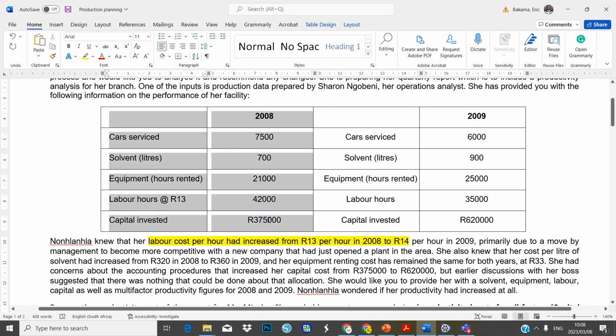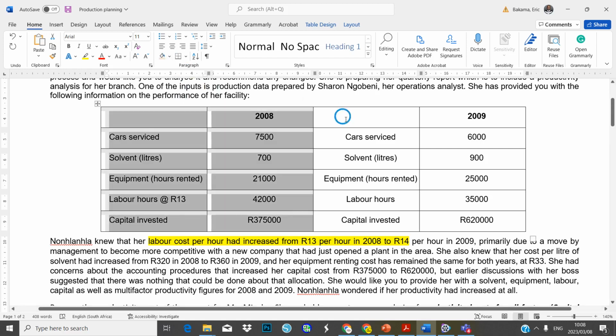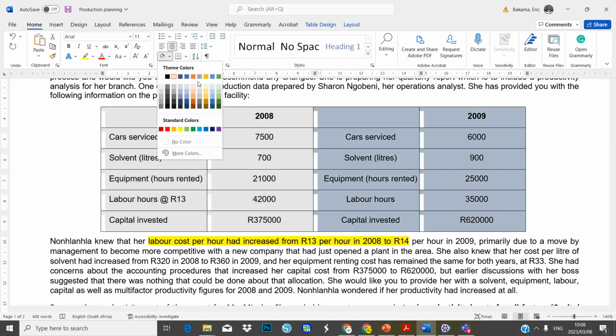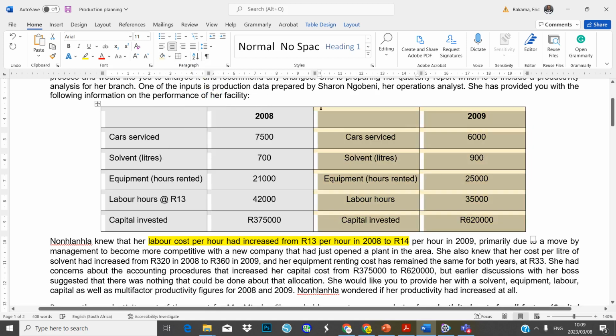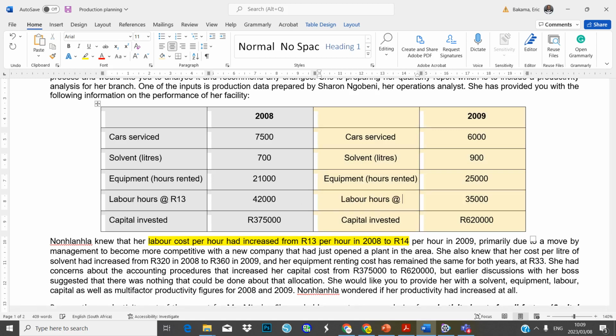So let me go back here. I'm still going to give them this color just for us to know what is happening. I still don't know what this color is. They call it gold. Okay, we call it gold. So we have this color here. The labor in 2008 used to be charged at 13 rand per hour. Right now it has changed, and it is not 13 rand anymore, but 14 rand per hour.